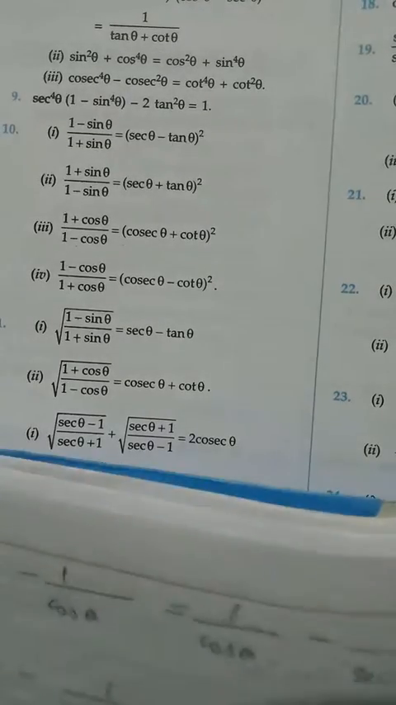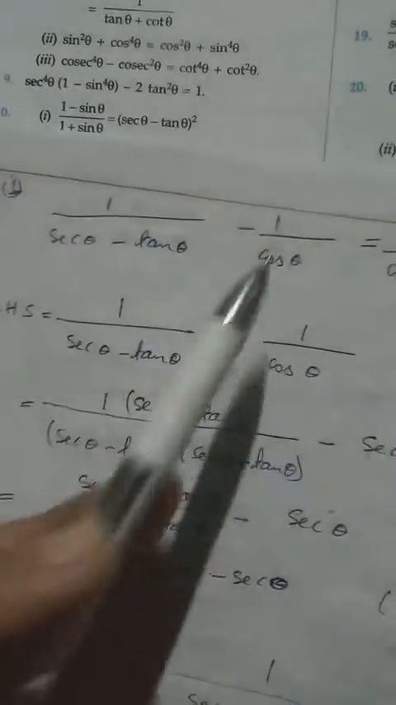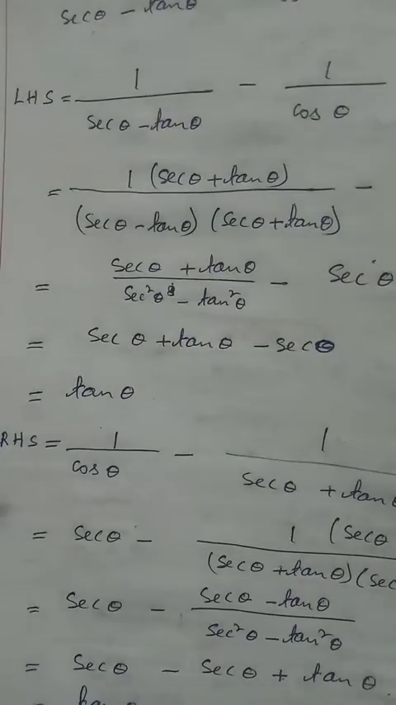Then we'll continue to 13 number 1. We have 1 by sec theta minus tan theta minus 1 by cos theta. We want to prove that it's equal to 1 by cos theta minus 1 by sec theta plus tan theta. Just the opposite of one another.